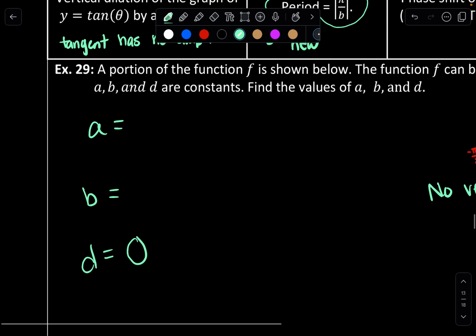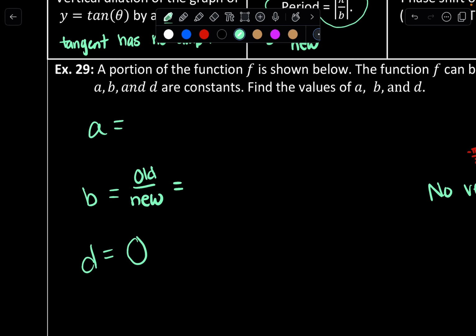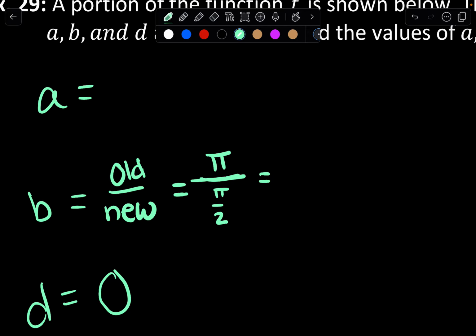So for b, we're going to use old over new. So since we're using tangent, the old period for tangent is pi, and then the new period for our tangent is pi over 2. So with this ratio, we want to ask, okay, how many times does pi over 2 go into pi? It goes into it twice.